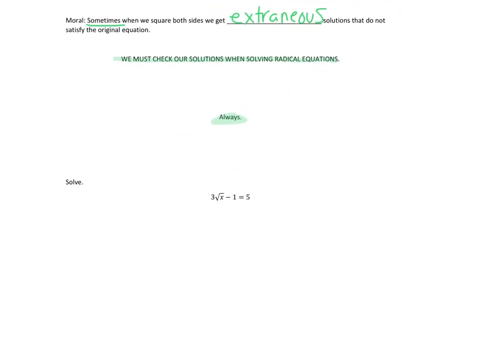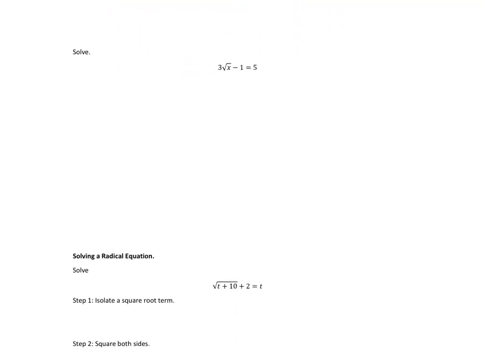Okay, let's see how this is going to work. Let's look at an example: 3 times the square root of x, minus 1, equals 5. We have a square root. If we were to square both sides as is, we would end up with a middle term that still had a square root. So let's make sure that the square root is all by itself so we don't get that middle term.